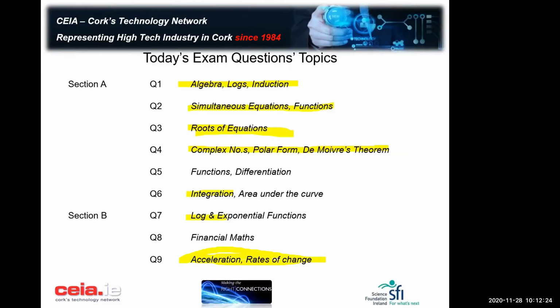Right, so I will work systematically through from question 1 to question 4, and after that I'll jump down to question 9, which will be acceleration and rates of change. And then questions 5, 6, and 7, we'll see if we have time to get to them. Right, so we'll move on.